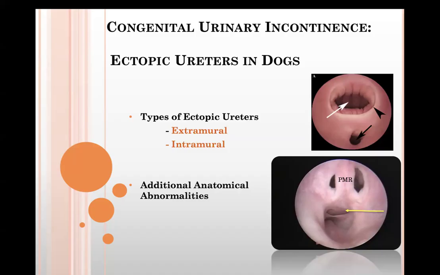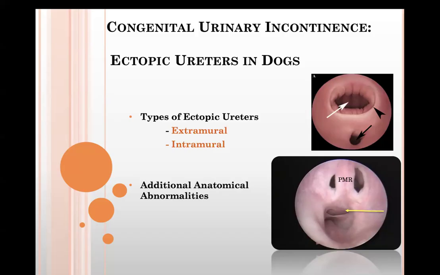Now compare that to the image just below, and you see that the opening to the cranial vaginal vault is rather irregular and it has a band or a septum across the middle, with the denotation of PMR, which stands for paramesonephric remnant. Please remember that the presence of a septum or a paramesonephric remnant is not pathognomonic for ectopic ureters, although we see it in almost every patient that has one. It's more pathognomonic that there's a congenital abnormality going on.